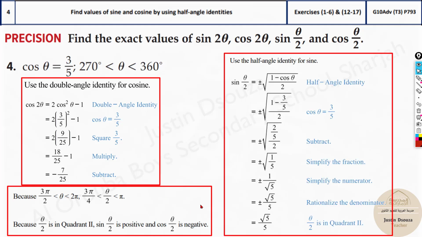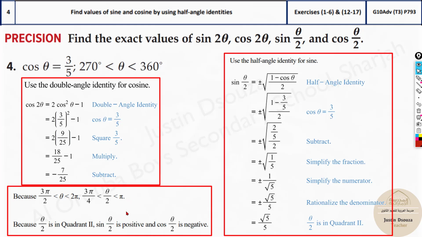Here, this is for the half angle identity. You can easily do the same thing. Divide both sides by 2. And over here, we can see theta by 2 is in quadrant 2. So for sine, it is positive, whereas cos is negative, because it's the second quadrant. Now when you divide this by 2, what's the angle? 3/4 pi and 2 pi. Okay, pi is 180. It's less than pi, so it is in the second quadrant, yes.